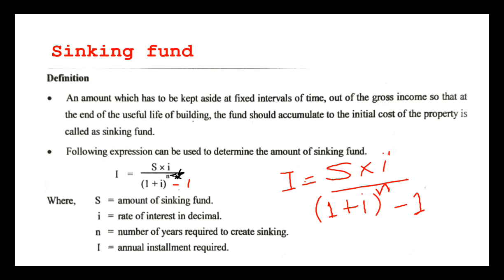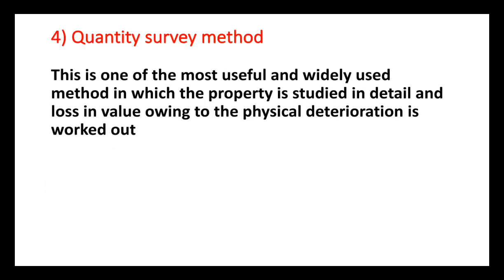Next method is the quantity survey method, or sometimes it is called the building demolition value of old buildings. This is one of the most useful and widely used methods in which the property is studied in detail and loss in values owing to the physical deterioration is worked out.